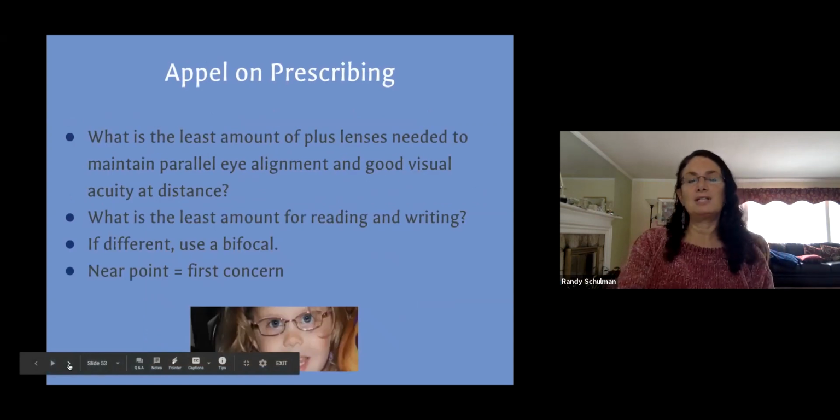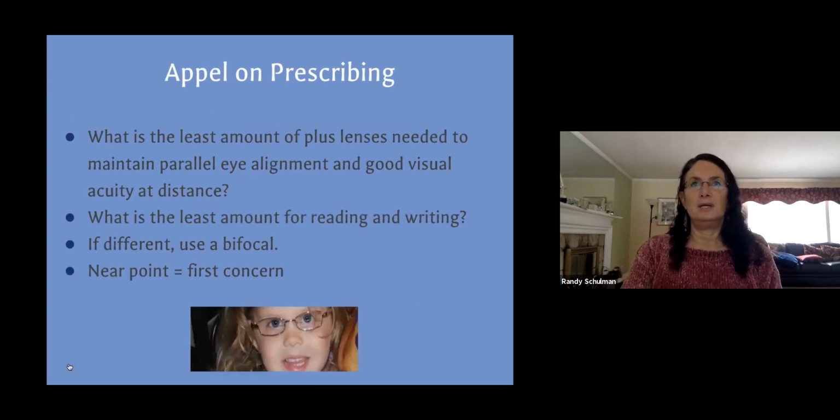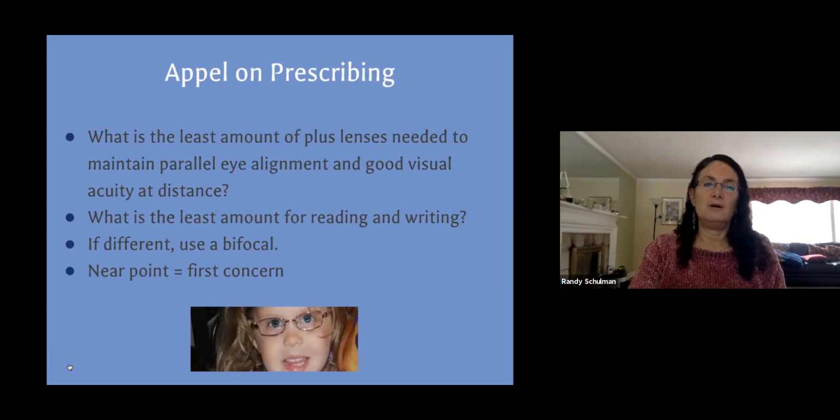Dick Appel, he actually was the one that helped establish that Lens and Prism Symposium back in the 90s in New Haven at Gesell. And he talked about how our first concern should always be near point. We should really be focusing on near point. He had a big beef with school screenings because all they're looking at is the distance. They're not really looking at where all the learning takes place.